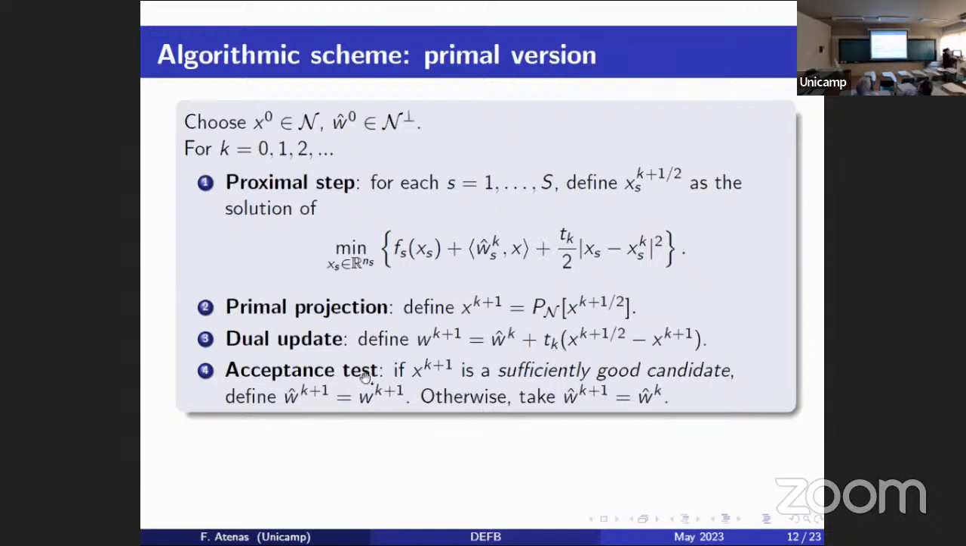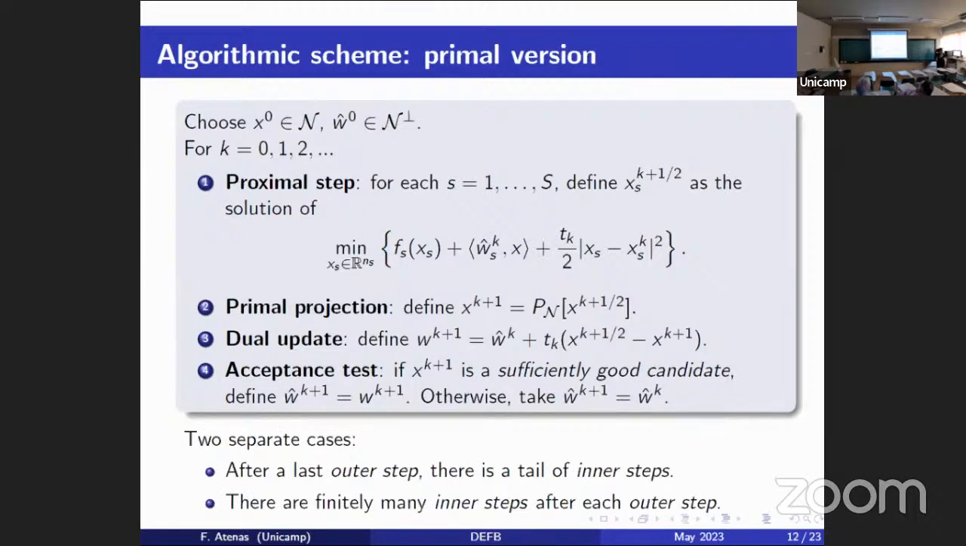And finally, we include the acceptance test. Again, we can assess the quality in the primal or the dual space. They are equivalent. So if, for example, our slope is sufficiently good, then we update the center. That doesn't change even in the primal version. We are always defining the centers in the dual space.